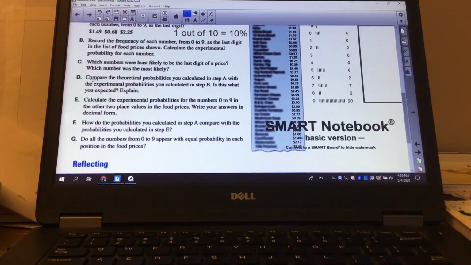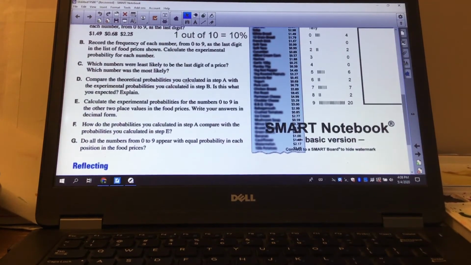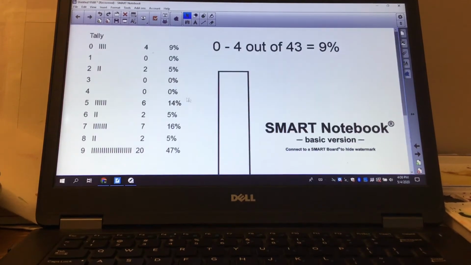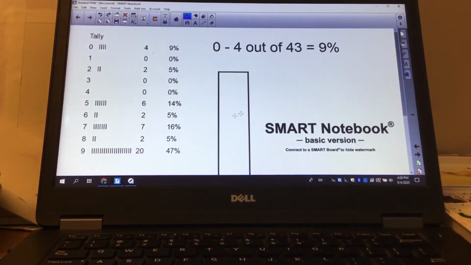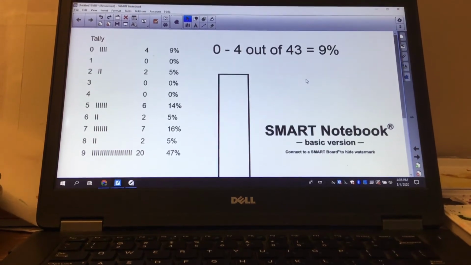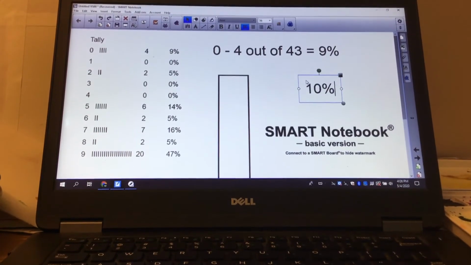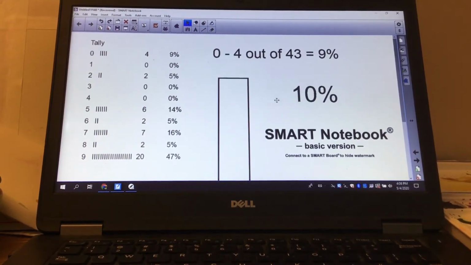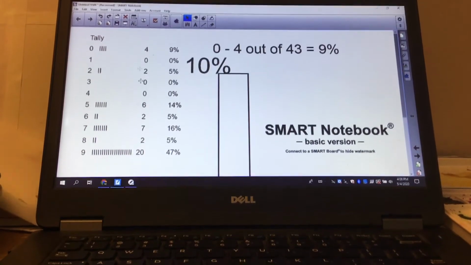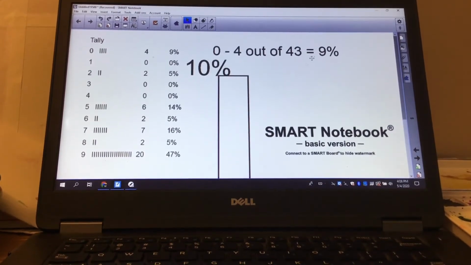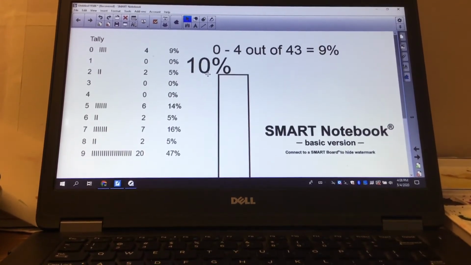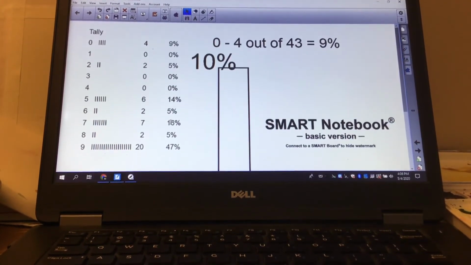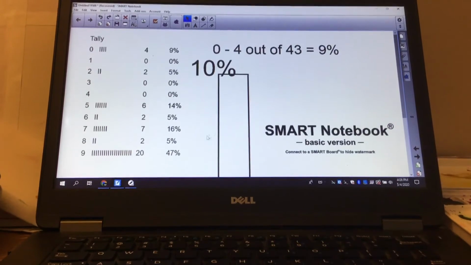D, compare the theoretical that you calculated in step A with the experimental. Is this what you expected? Well, coming back here, we realize that if it was random and it was equally likely, if I've got 10 numbers, I should have like 4 or 5 of each of them, but that's clearly not the case. Definitely 9, 7, and 5 are the 3 most common ones that we see.